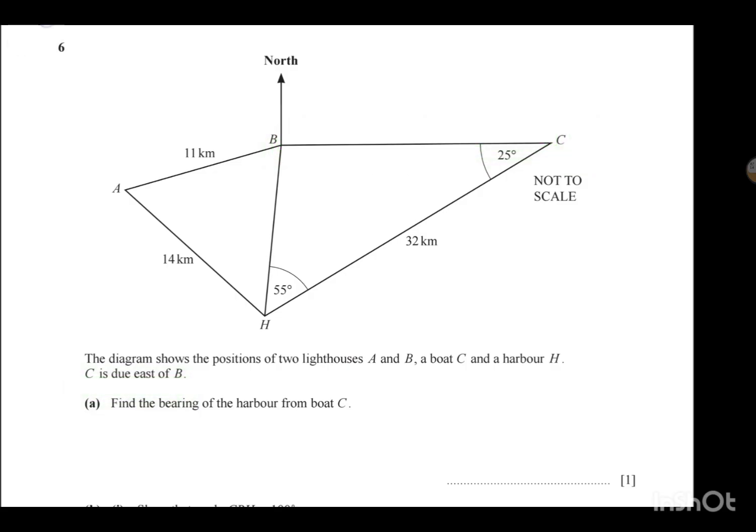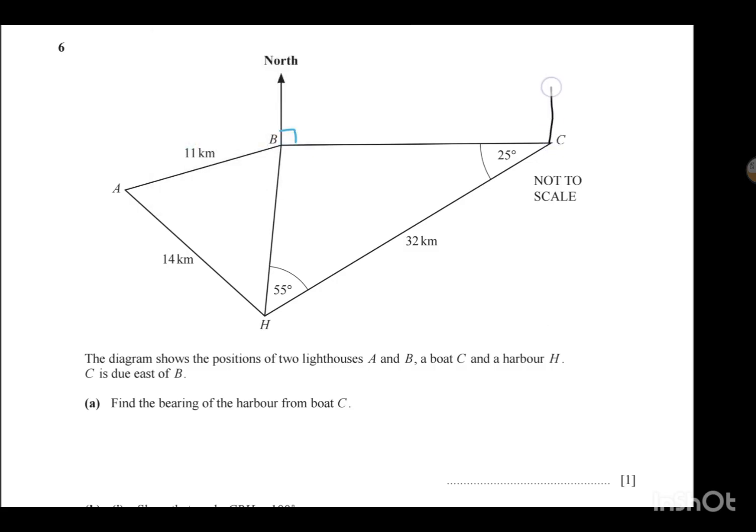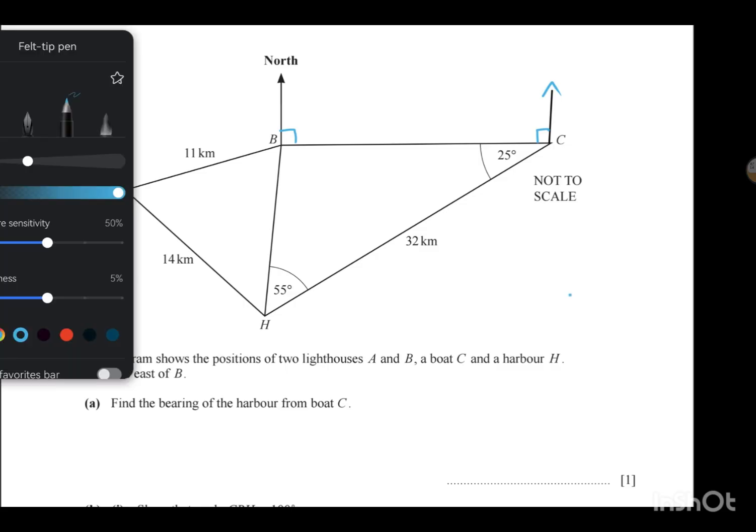This confirms that the north line and this horizontal line make 90 degrees. If I draw a north line here, you will have an angle of 90 degrees, because C is due east of B. That means it's a straight horizontal line making a 90-degree angle with the north line. Now the first question asks: find the bearing of the harbor from boat C. The bearing of harbor from boat C will be this angle.